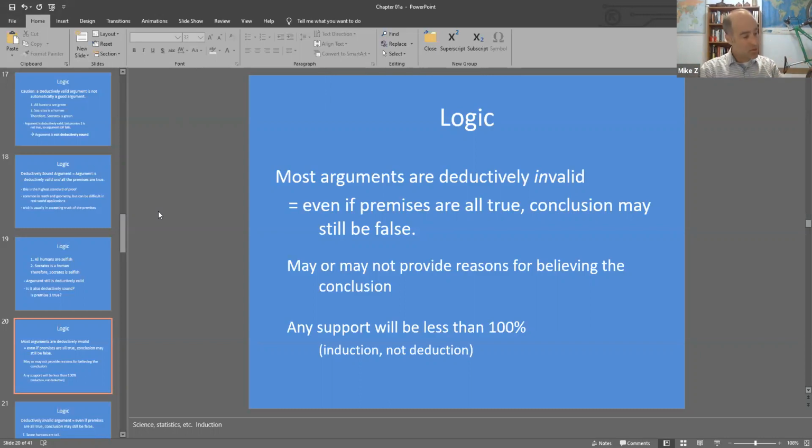Now, it still might be a very useful argument or a very interesting argument, but we can't say under those circumstances that it's deductively valid. We have to admit that it's invalid. And if it is invalid, but still providing some support, then what we're dealing with is induction or inductive logic as opposed to deduction. And we see these kinds of arguments in science, in statistics. They might provide a variety of really good reasons for believing the conclusion, but might not provide a full 100% guarantee that the conclusion is true.